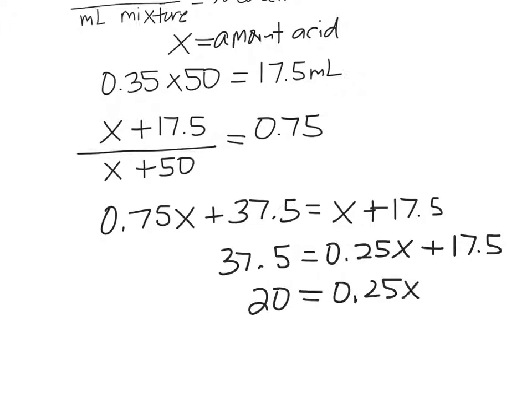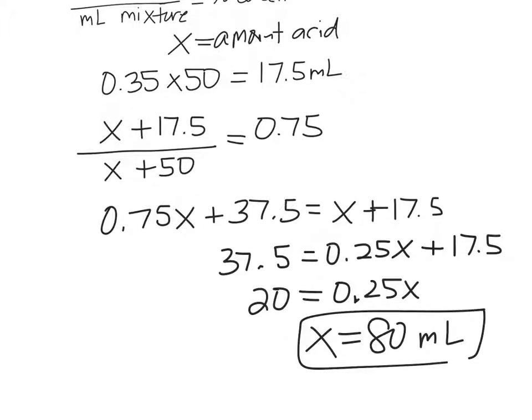Can you solve this in your head? What's 0.25 as a fraction? 1/4. Multiply both sides by 4. X equals 80 milliliters. There you go. So you have to add 80 milliliters of pure acid to get to 75%.